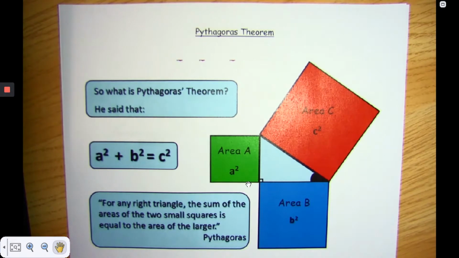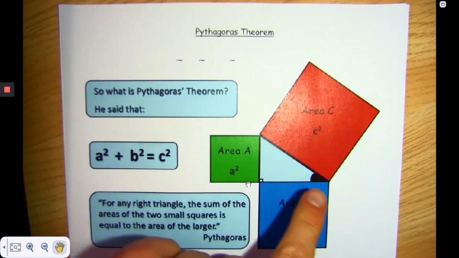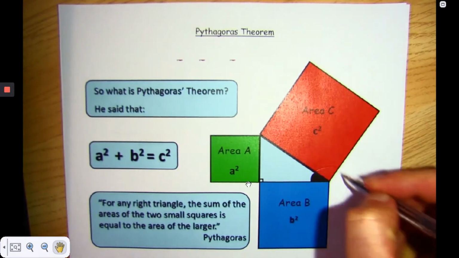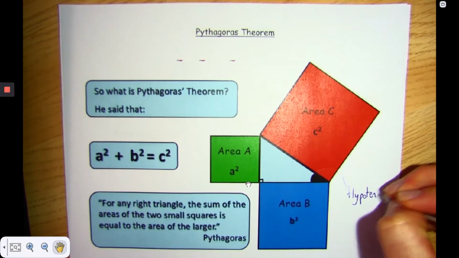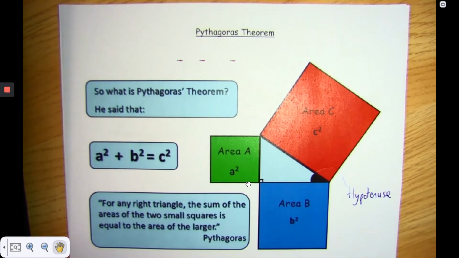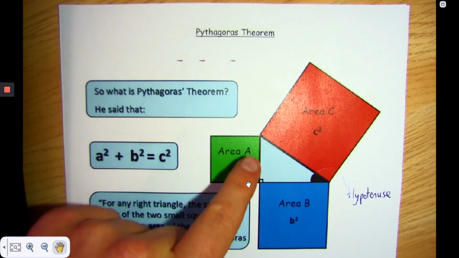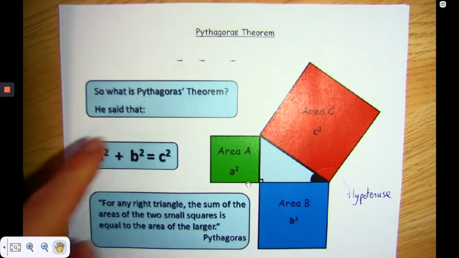Now we're going to look at two types of question. One of them looks at working out the length of the longest side of a triangle, which is called the hypotenuse. So this longest side here is called the hypotenuse. And we're going to look at questions as well which look at working out the length of the right angle. And we're going to use this formula here: a squared plus b squared equals c squared.